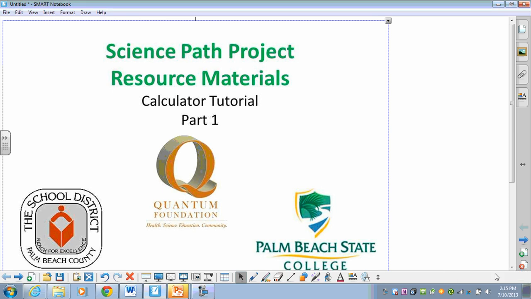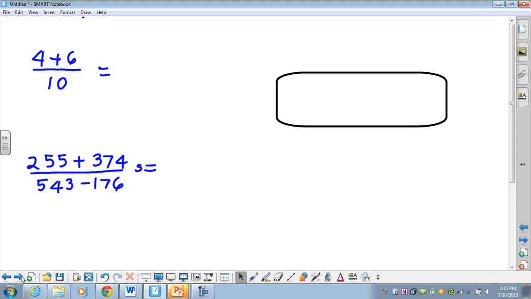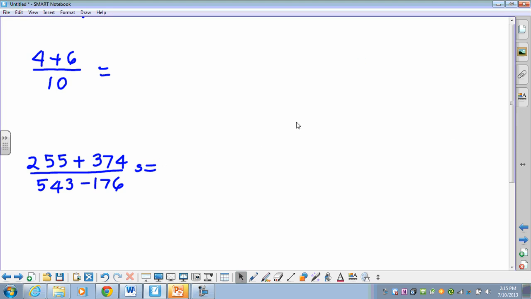In this video, we will go over the basics of entering expressions into a scientific calculator. Let's begin with a simple example. Here we have 4 plus 6 over 10. And of course, we don't even need a calculator for this one, but let's first do it by hand, and then I want to point out something about how to enter this in the calculator.